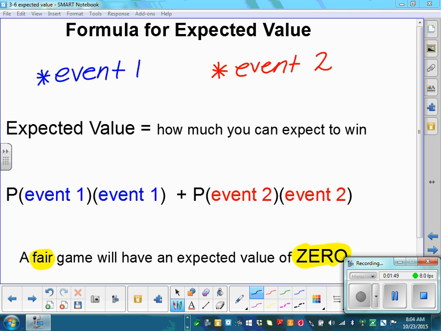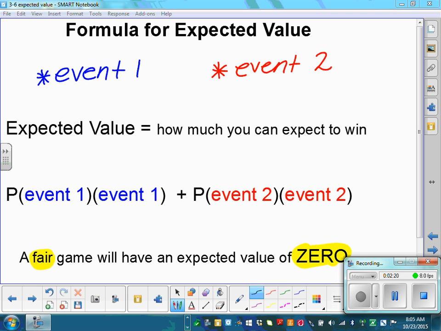You'll take the probability of event 1. So you've got to find the probability of event 1, and then you'll multiply it by event 1, how much you would win from event 1. Then you'll add that to the probability of event 2 happening, how likely it is for event 2, times what you would win if you did land on event 2. So this is the formula. And we could keep going. If there was a third event, we would just say plus the probability of event 3 times how much you would win in event 3.